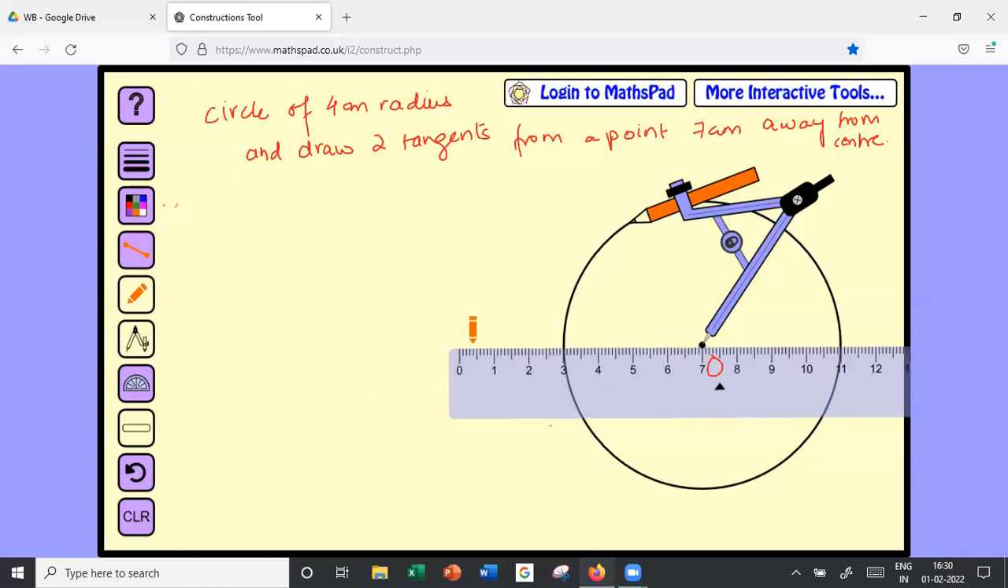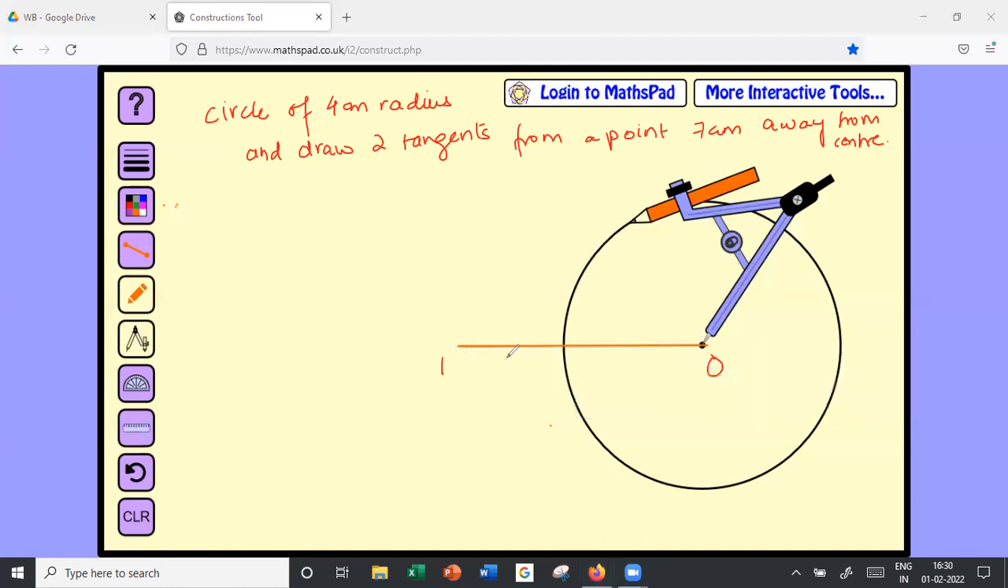Okay, my diagram might not be exact. Trying to make it exact, but yeah. Okay, I need to label this point as P.